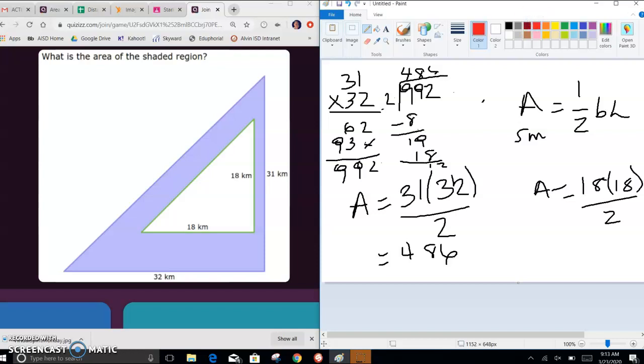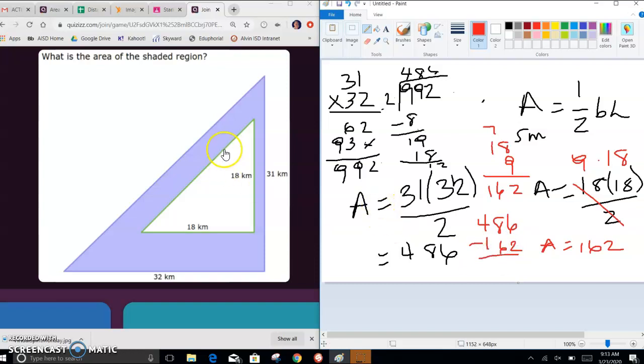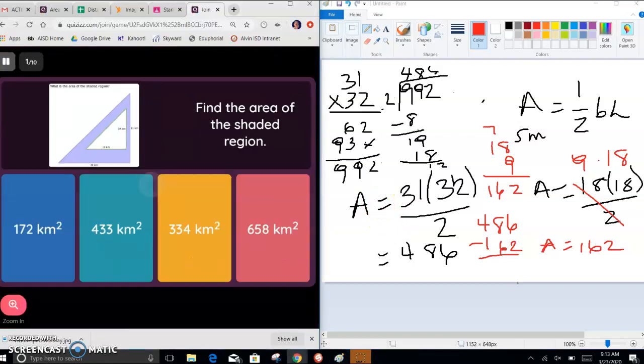Then 18 times 18, I'm actually going to do this one a little differently. I'm going to simplify and do 18 over 2, which is 9, times 18 right here. So 18 times 9 is 162. Then I'm going to subtract these two: 496 minus 162 is going to be my answer. Remember, I'm not going to give you the answers, so you have to find what best works for you.